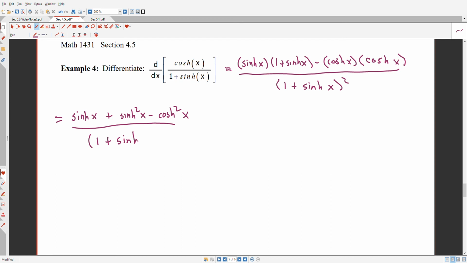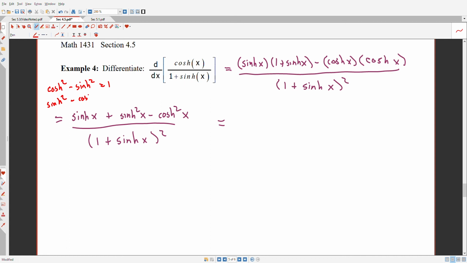And here's where, just like whenever you see a cosine squared plus sine squared, if you see a hyperbolic cosine or sine squared plus or minus the other one squared, you should think of our fundamental hyperbolic trig identity, which is cosh squared minus sinh squared equals 1. And over here in the numerator, we almost have that. We have sinh squared minus cosh squared. So if I multiply this fundamental identity by negative 1, then I get that.